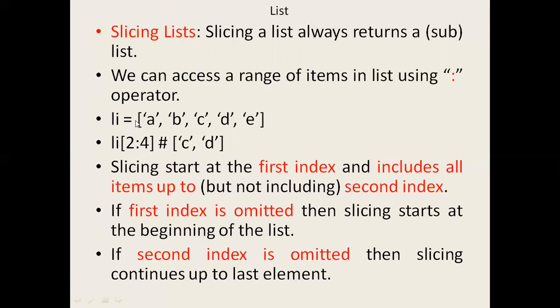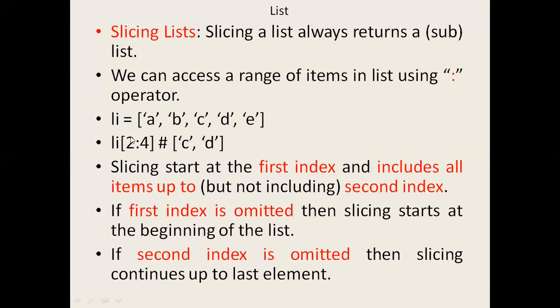For example, I have a list a, b, c, d, e. There are 5 elements, and indexing is 0 to 4. If I say li[2:4], when I use this slicing operator, I need to pass two indices, the starting index and the last index. So when I say 2:4, slicing starts at the first index, from the second element. So c will be included in the result, d will be included, and the fourth element, this e, won't be included. Slicing starts from the first index and includes all the items up to, but not including, the second index. This thing we should remember.